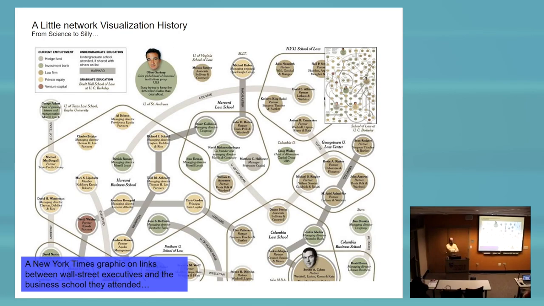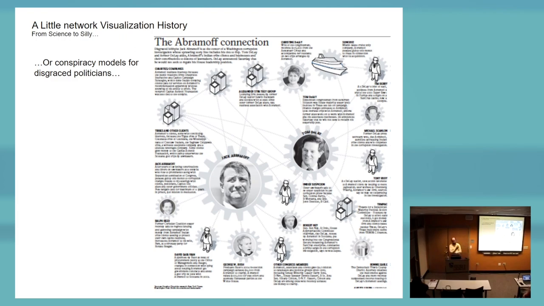Journalists then pick it up and start doing things that are even worse layouts. Here you're trying to layer on a New York Times piece about business people, where they went to law school and who they worked with at various and sundry times. You could imagine looking at scandals, right? So the New York Times does this all the time. They're sort of the leaders of the infographics.